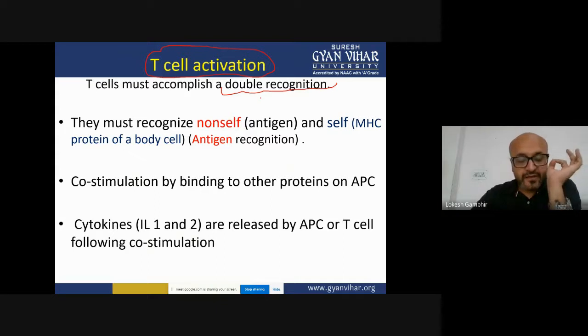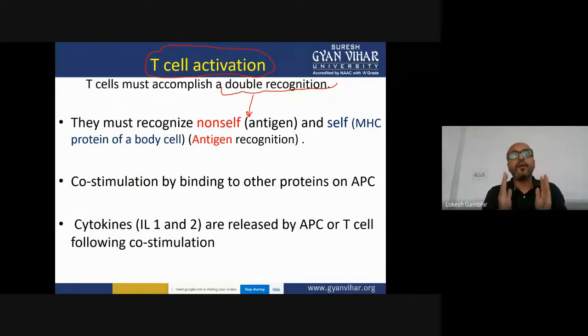First of all, my T cells should be able to distinguish clearly between the outside antigen that has come to me and the proteins that are part of my body. It should not mount a response towards my own antigen. It should be able to identify clearly what is self and what is non-self. Non-self is nothing but outside the body. Fine. Then, one first recognition is always with the MHC.